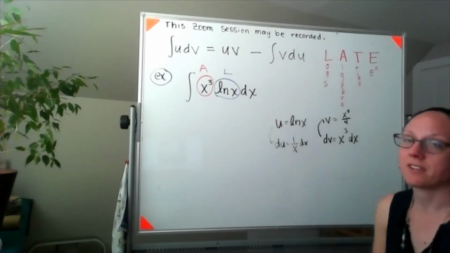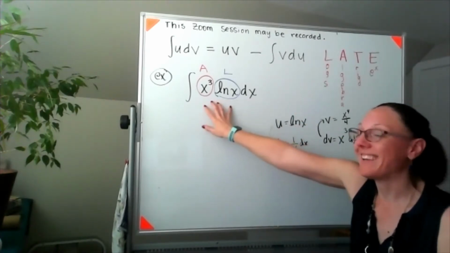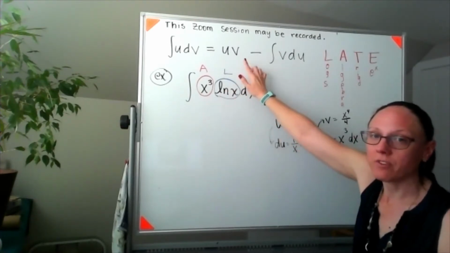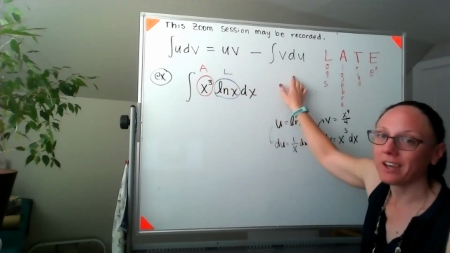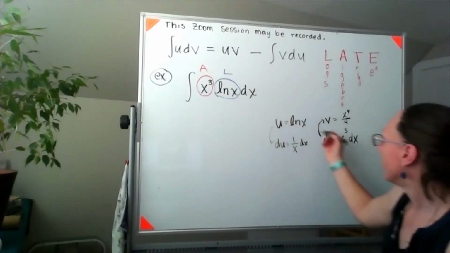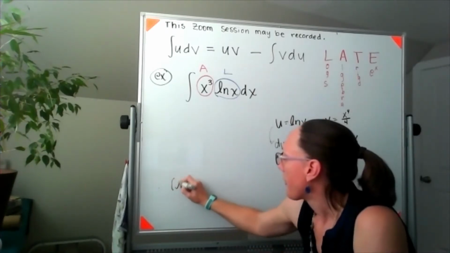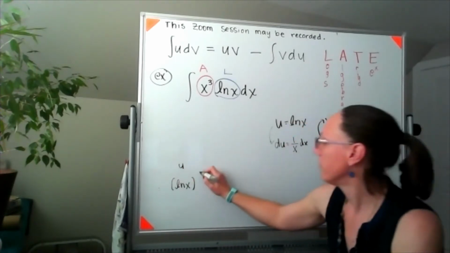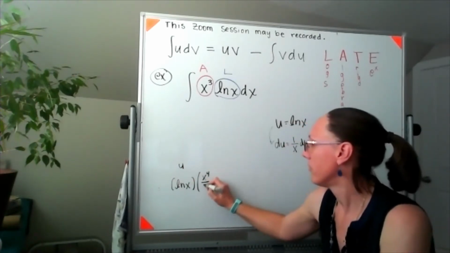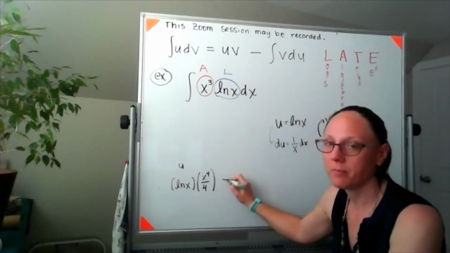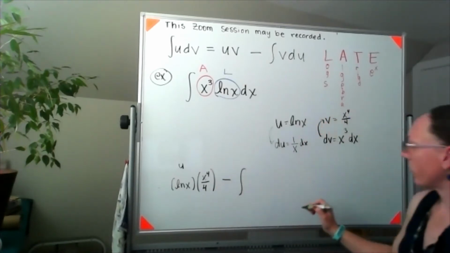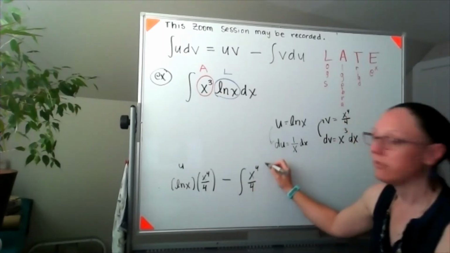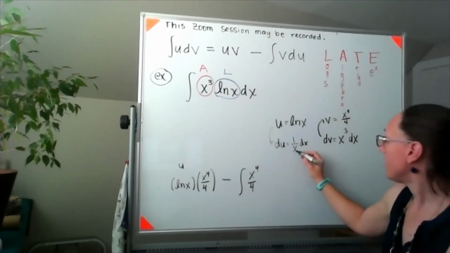So what this formula says is I'm going to replace this integral with u times v minus hopefully a nicer integral. u times v minus the integral of v du.